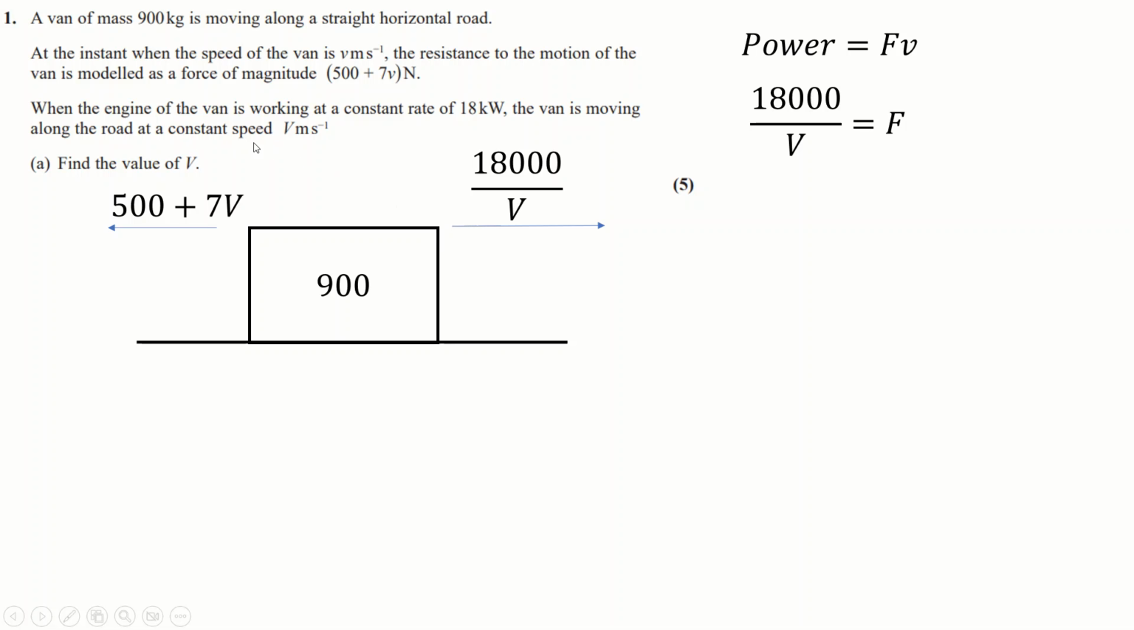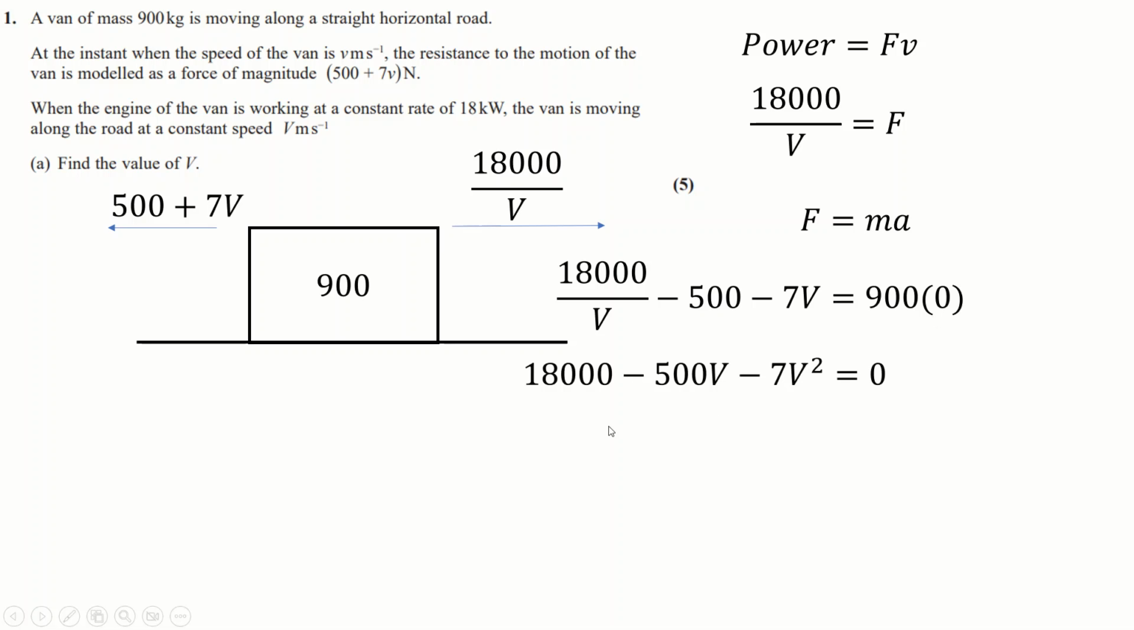We're working at constant speed, so that means a is 0, so we can put a as 0 in there, which essentially just means we need this equal to this. You can times everything by V here, because 0 times V is still just 0. Don't hang around here, just put it straight in a calculator and get your answer immediately. Good, that's part A done.